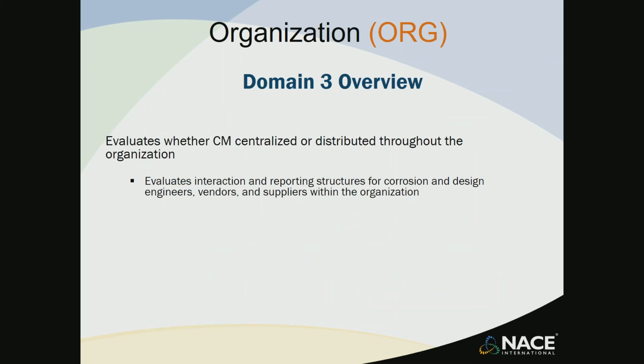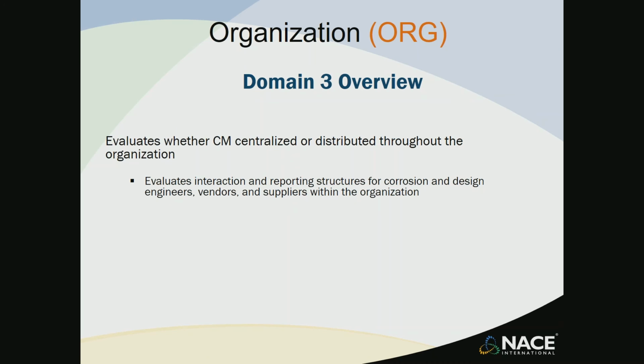Let's look at one of these domain areas as an example. Let's use organization. The organization domain evaluates whether corrosion management is centralized or distributed throughout the organization. It evaluates interaction and reporting structures for corrosion and design engineers, vendors, and suppliers within the organization. So there are capabilities associated with each one of those groups: corrosion management, design engineers, vendors, and suppliers.